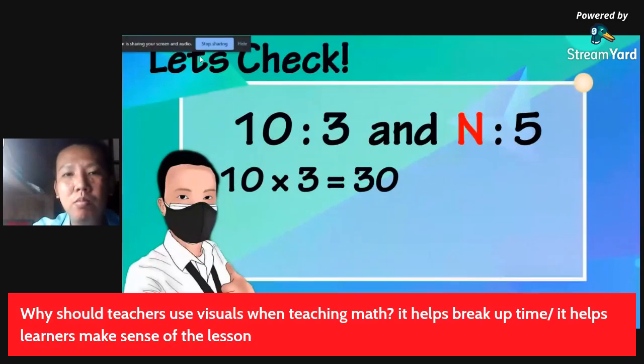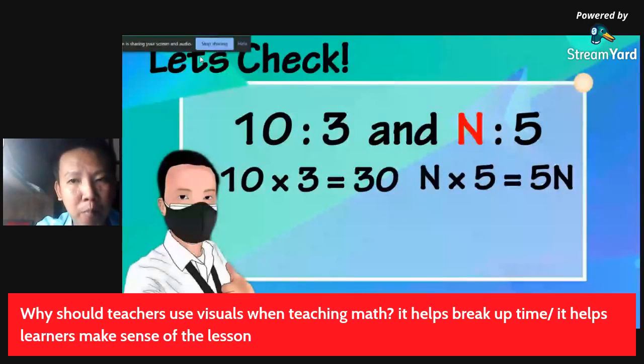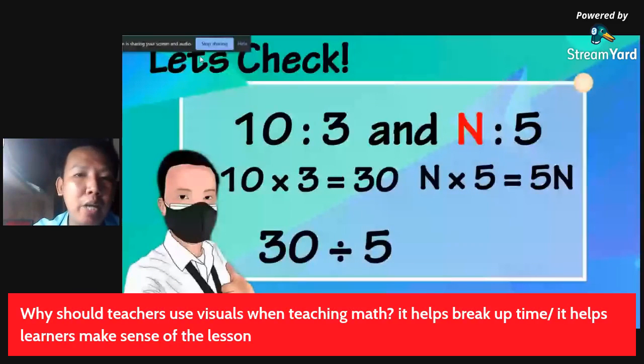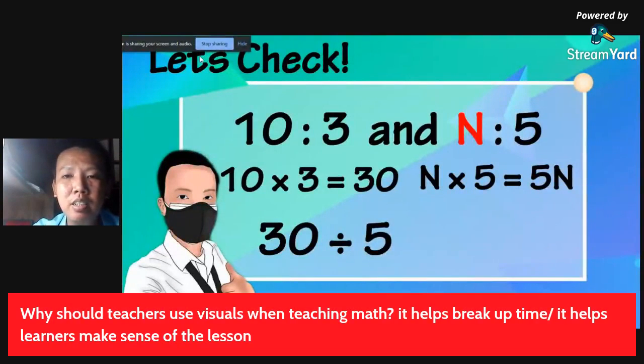Then after that, we multiply the other ratio. So that is n times 5, which is equal to 5n. The same thing, we divide the product of 10 times 3 by the product of n times 5 to get the value of n, or the number of men. So now, 30 divided by 5, the answer is n is equal to 6.